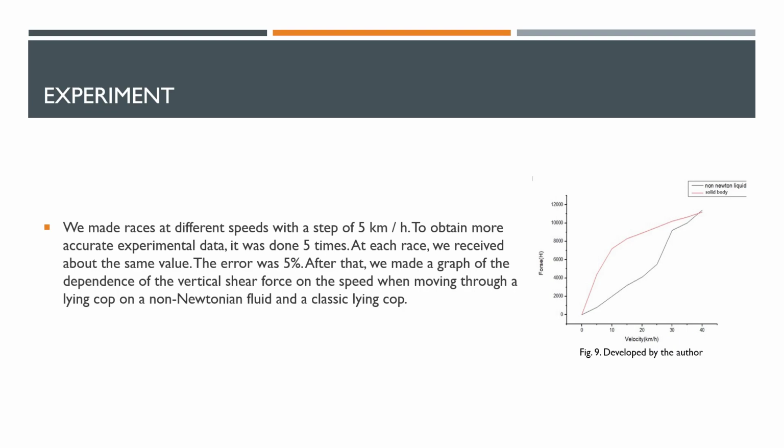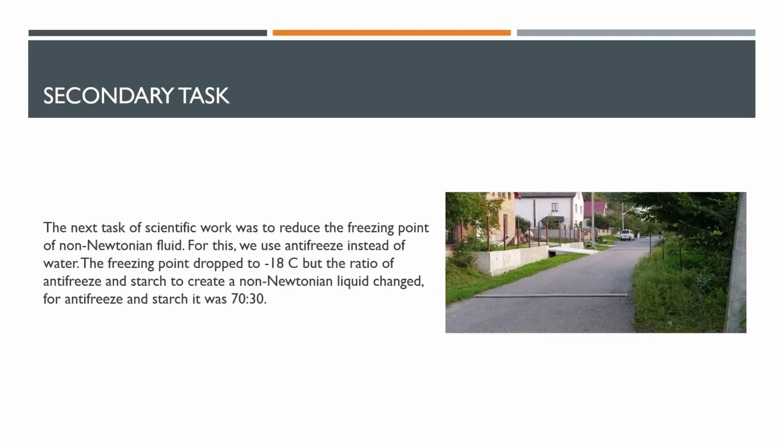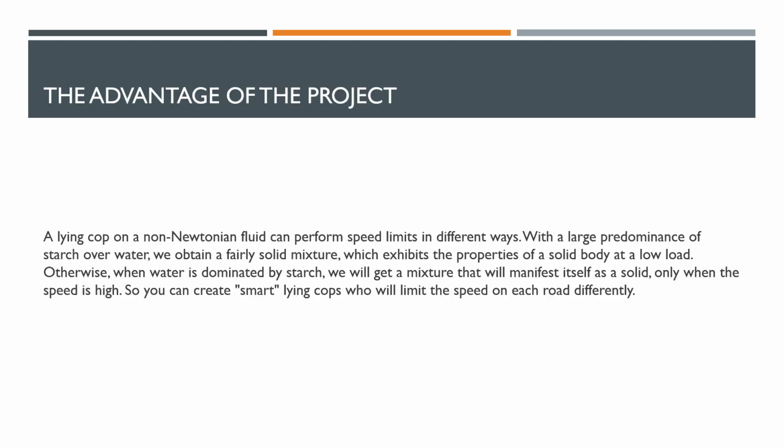The error was 5%. After that, we made a graph of the dependence of the vertical acceleration force on the speed when moving through a line cop based on non-Newtonian fluid and a classic line cop. The next task of scientific work was to reduce the freezing point of non-Newtonian fluid. For this, we used antifreeze instead of water. The freezing point dropped to minus 18 degrees Celsius, but the ratio of antifreeze and starch to create a non-Newtonian liquid changed. For antifreeze and starch, it was 70:30.